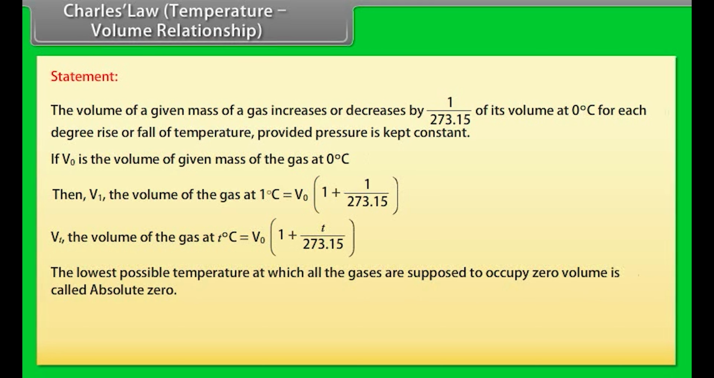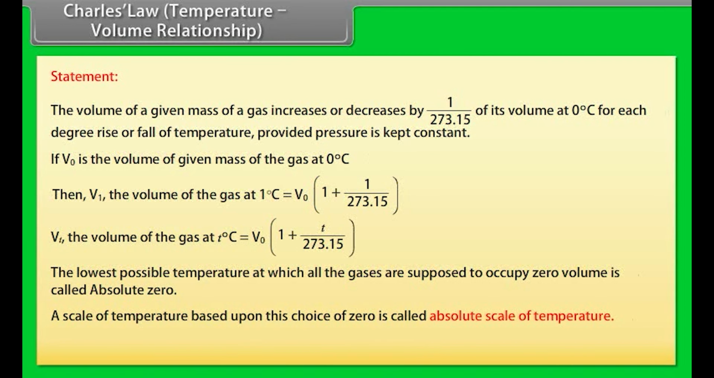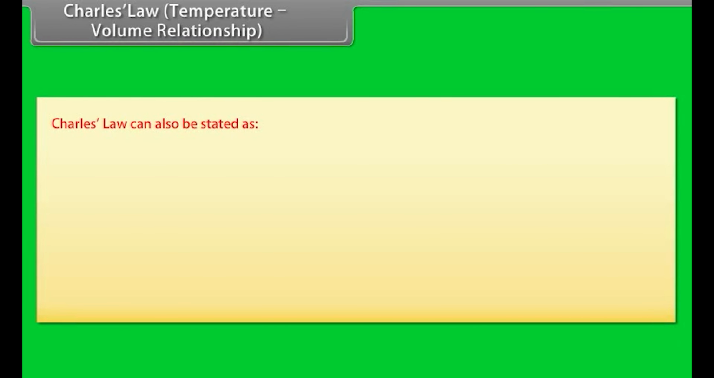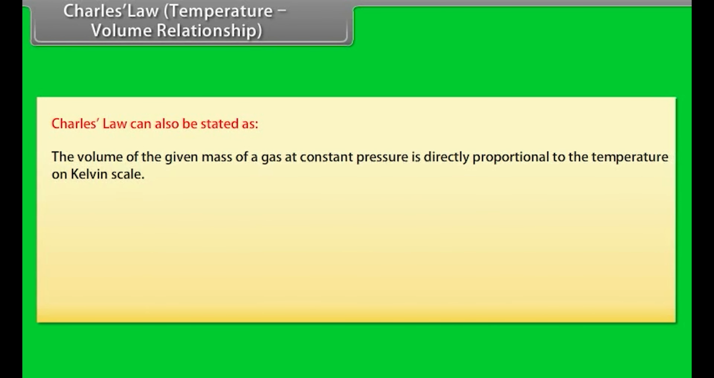The lowest possible temperature at which all the gases are supposed to occupy zero volume is called absolute zero. A scale of temperature based upon this choice of zero is called absolute scale of temperature. This scale is also known as Kelvin scale of temperature. Charles' law can also be stated as the volume of the given mass of a gas at constant pressure is directly proportional to the temperature on Kelvin scale. Volume is directly proportional to the temperature at constant pressure and mass.